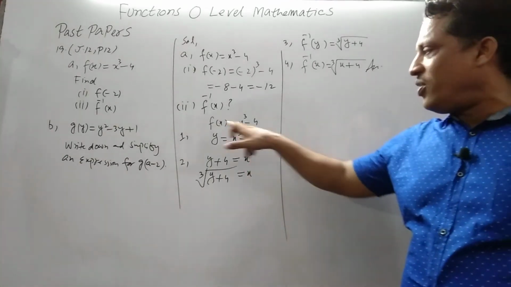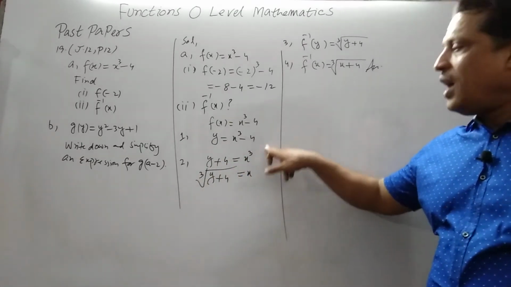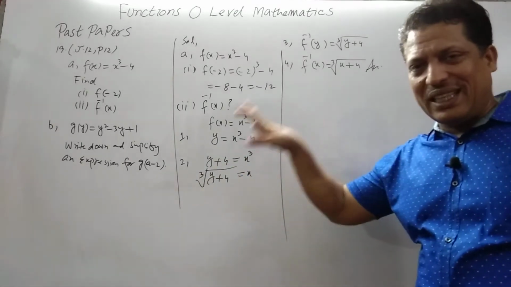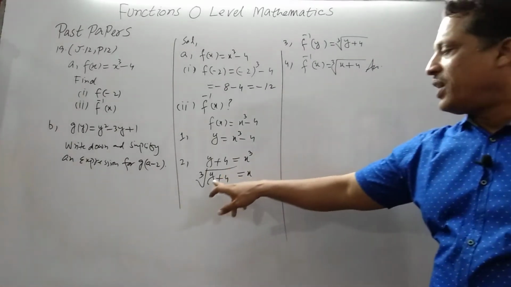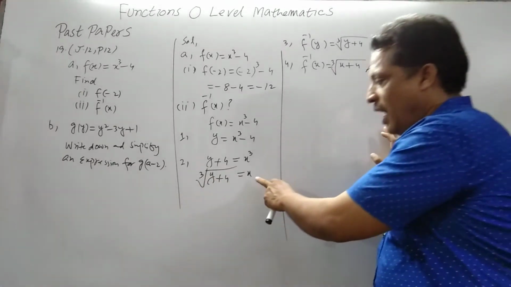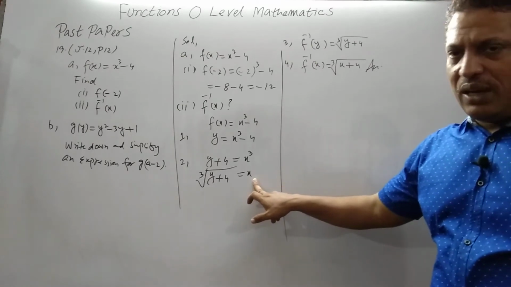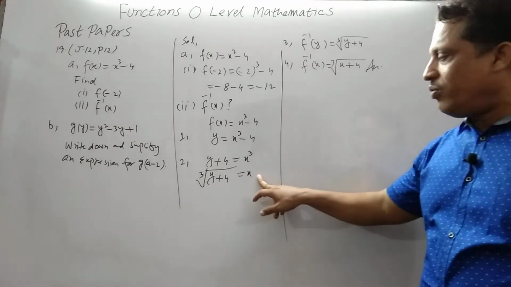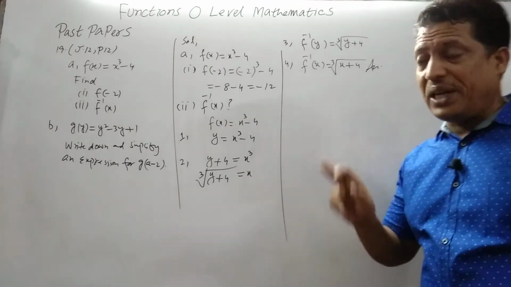Move this minus 4 to the other side. This is y plus 4 equals x cubed. Whenever we move a cube to the other side, we always take the cube root on the other side. So it becomes the cube root of y plus 4 equals x. Now x is 100% the subject of the given formula, because subject of the formula means there is no coefficient, no exponent, no denominator.